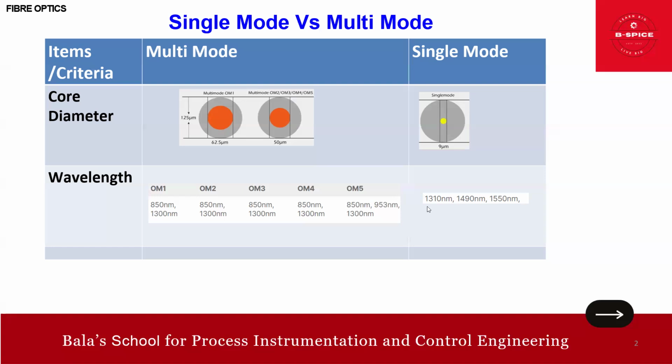Whereas in single mode, you have a higher wavelength basically. So 1310, 1490 and 1550 nanometer. So you can make out, right? If you want a wavelength of this, then you have to go for this. So that's about the wavelength. I hope that is also clear.